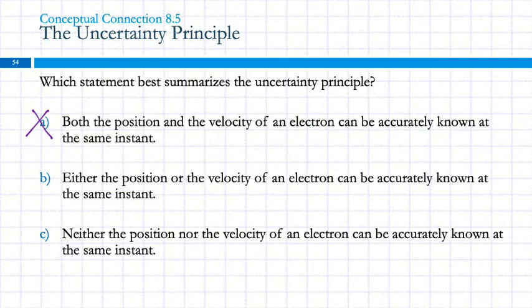If we can know essentially exactly where the electron is, but then we know nothing about its velocity. We don't even know what direction it was going or if it's moving at all, absolutely nothing. So most of the time we know a lot about one thing and little about the other, but we can know one or the other. We can know the velocity of the electron, but then we have no idea where it is, right? So this is true. What about C? Neither the position nor the velocity of an electron can be accurately known at the same instant.